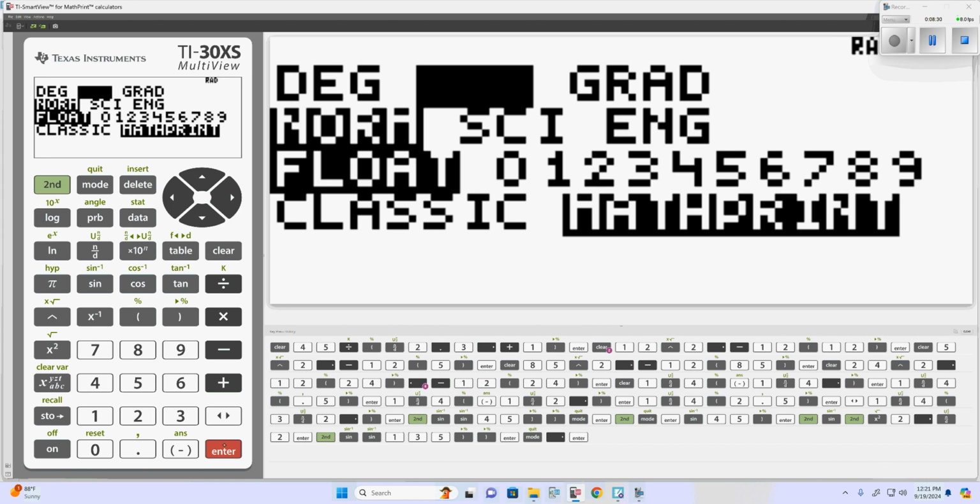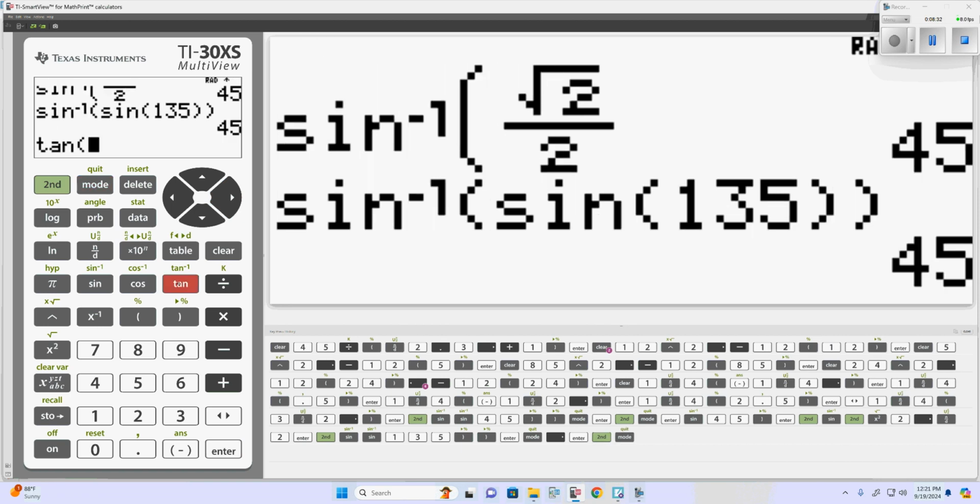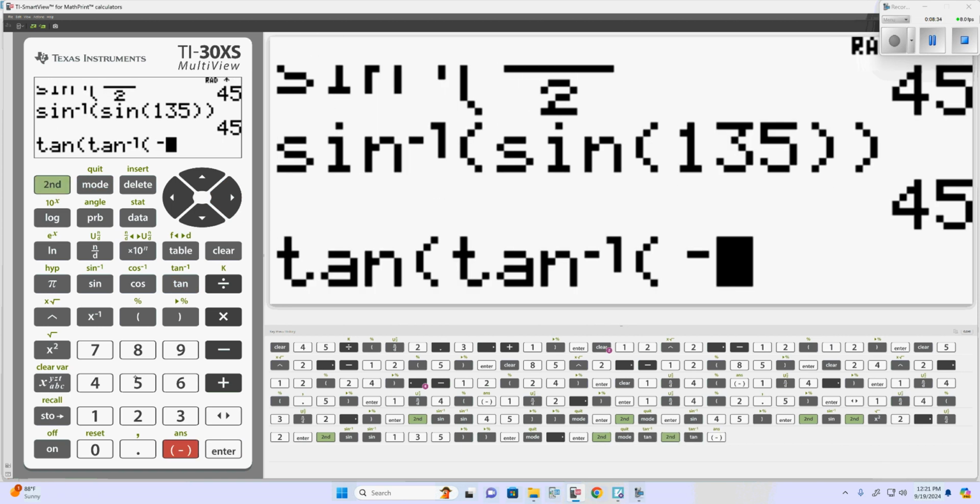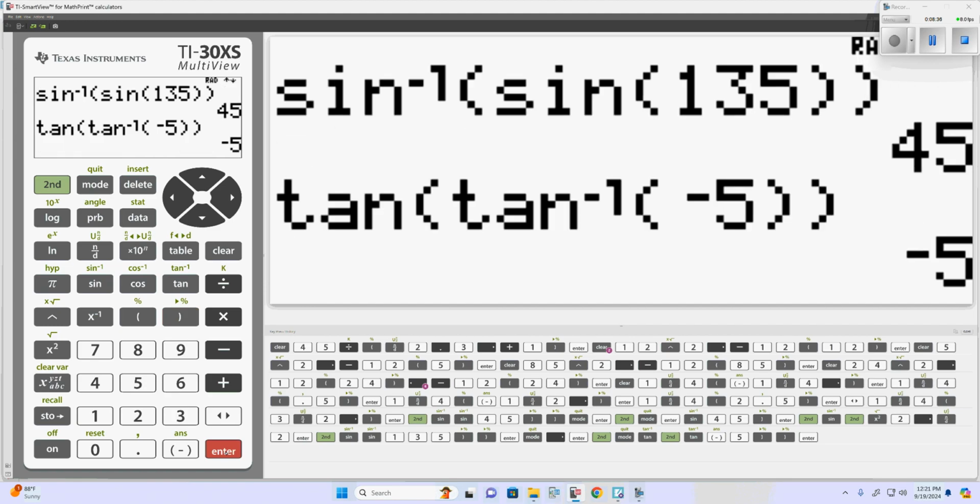Really doesn't matter if we're in radians or degrees. Tangent of tangent inverse of negative 5 is, lo and behold, negative 5. Worked out to be the exact same thing.